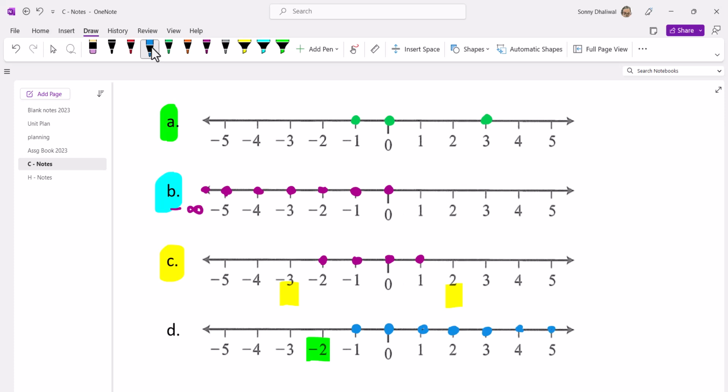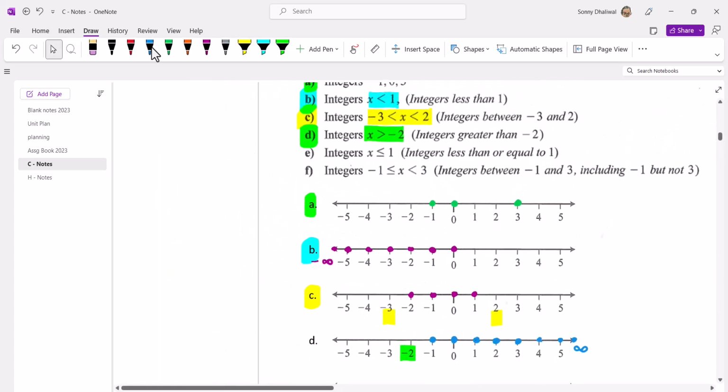Wait, all of them? All of them. And it keeps on going forever. So we do a sideways 8 again. This time it's a positive infinity. We'll just say going off to positive infinity. Right? Okay.